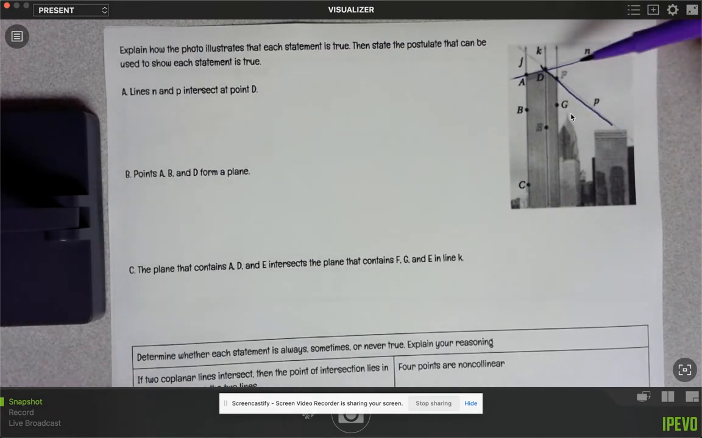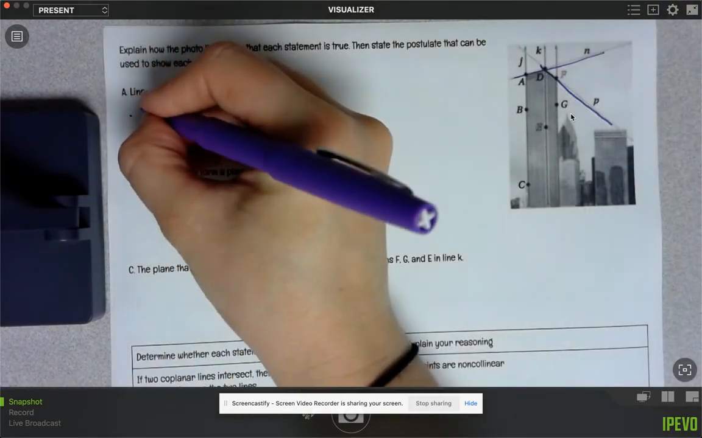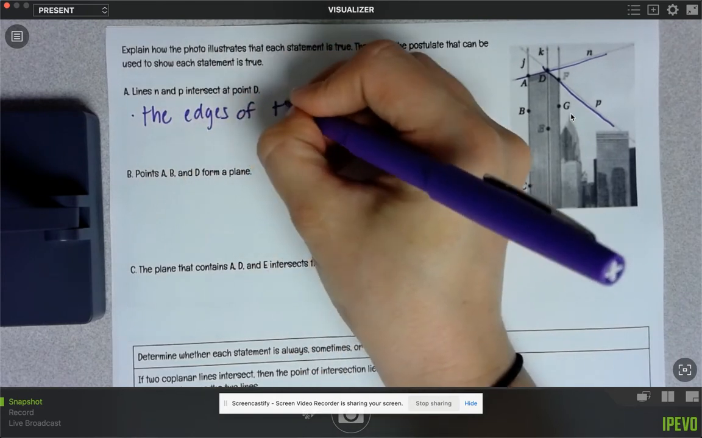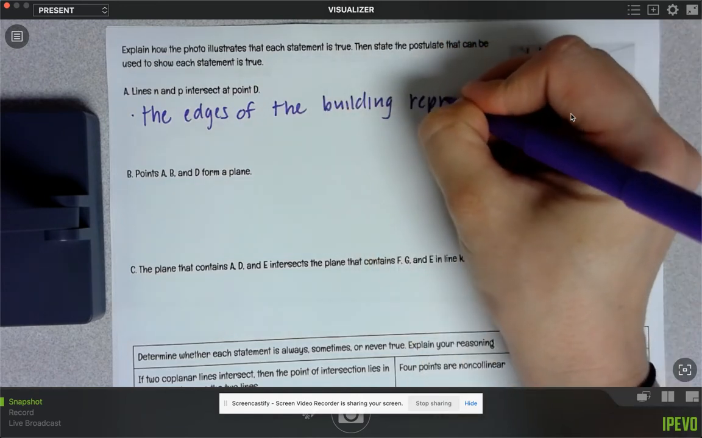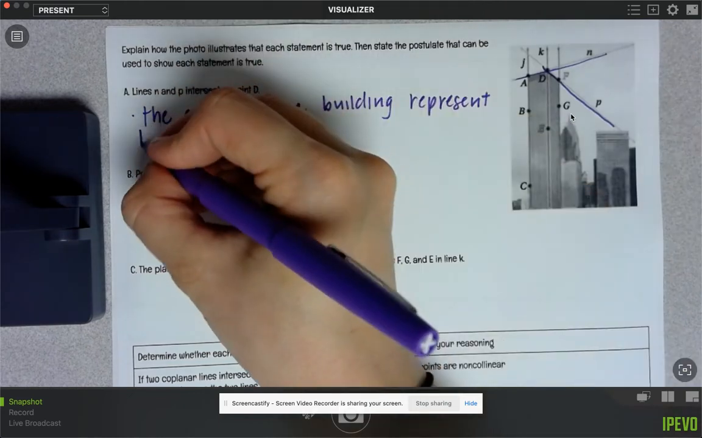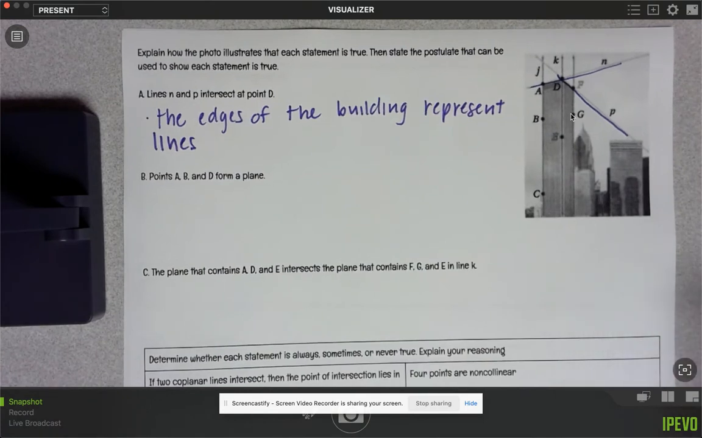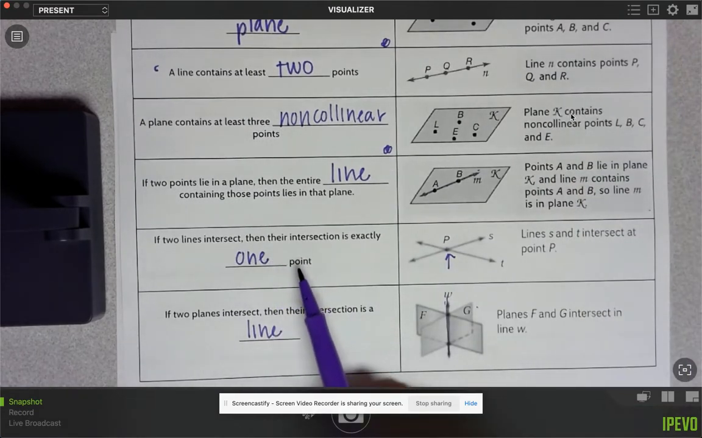If we look here, line N and line P intersect at point D. So in the picture, we can say that the edges of the building represent lines. Okay, so that's how our picture's working for us. And now, what postulate talks about 2 lines intersecting at a point? That would be, okay, I'm going to switch over now, folks. This one right here. If 2 lines intersect, their intersection is exactly 1 point. So that's what we're going to write.